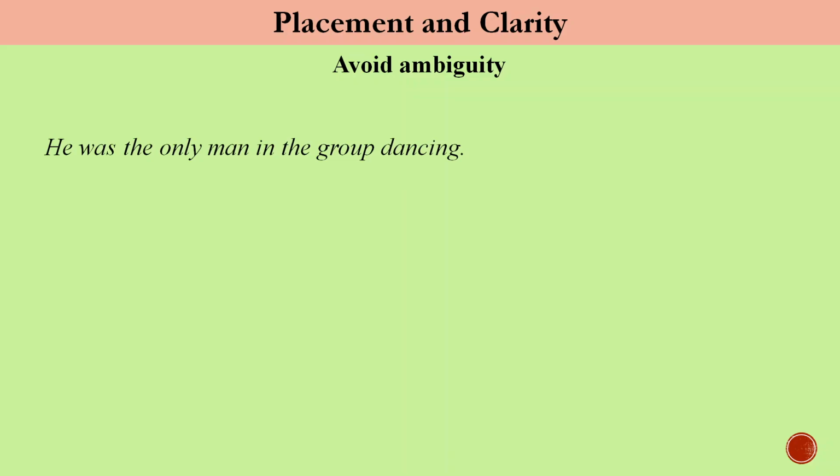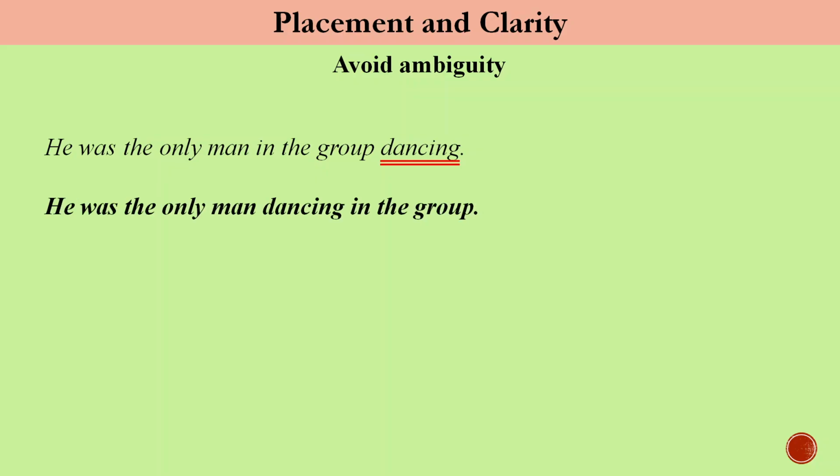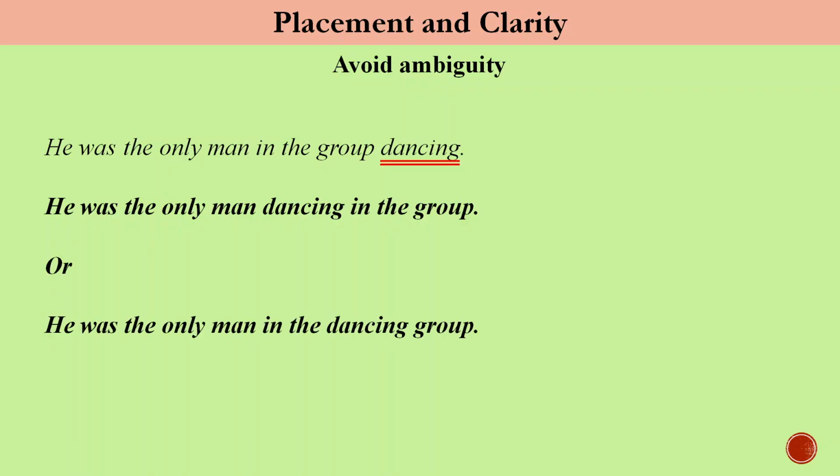Let's see here. He was the only man in the group dancing. See here, dancing. Who is dancing? So, he was the only man dancing in the group. This is possible if we see the meaning, because the first sentence is ambiguous. Or let's say he was the only man in the dancing group. So this is also possible. So this sentence is ambiguous, so we have to avoid such sentences.